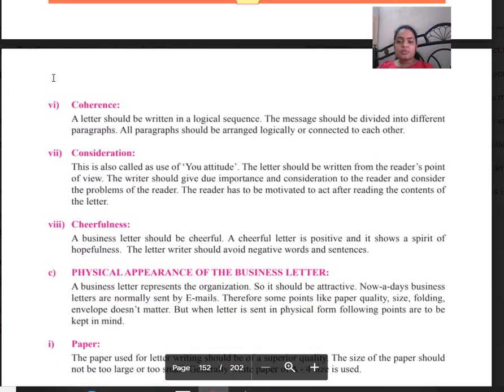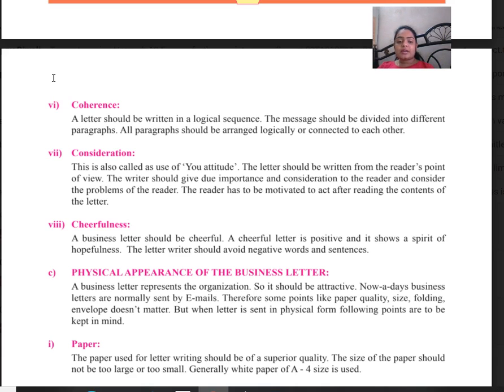Then next we have coherence. A letter should be written in a logical sequence. The message should be divided into different paragraphs. All paragraphs should be arranged logically and connected to each other. So there should be a proper logical sequence to the letter.